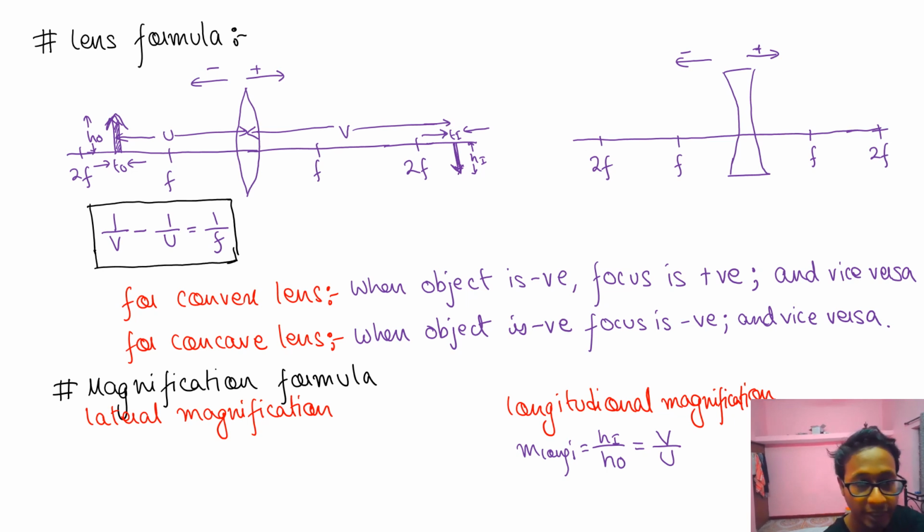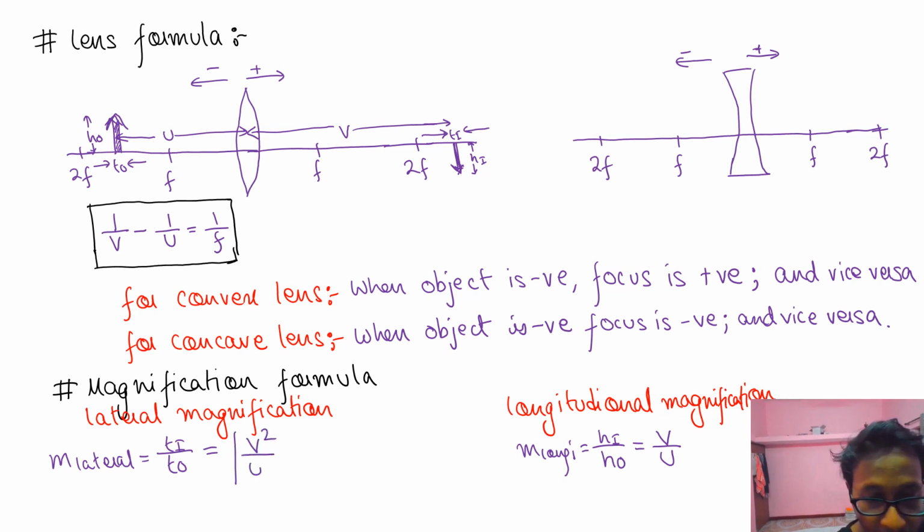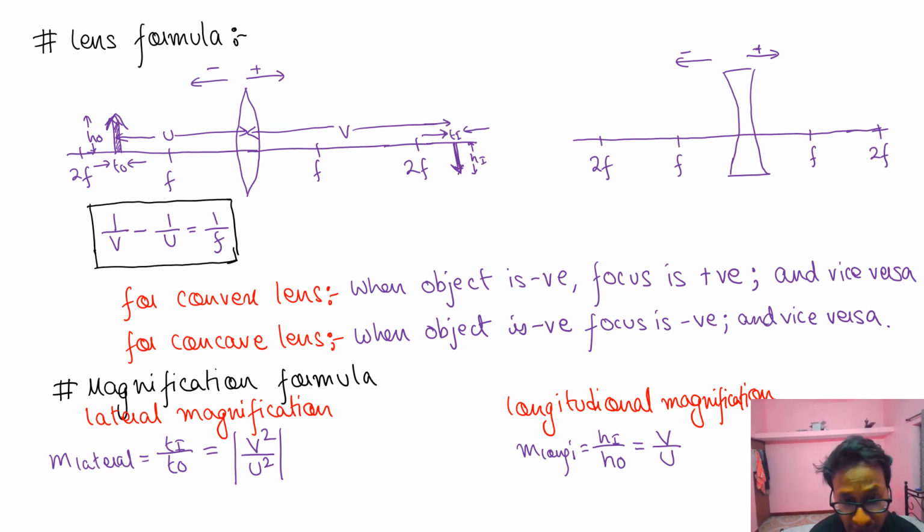So lateral magnification, or M lateral, is nothing but thickness of image by thickness of object, which is also v square by u square. The magnitude of thickness of image by thickness of object is nothing but v square by u square. Now this magnification formula can also be used for velocity.